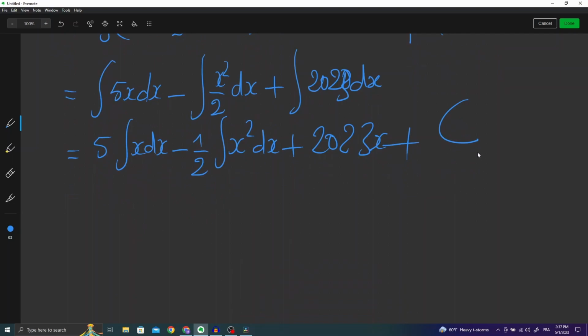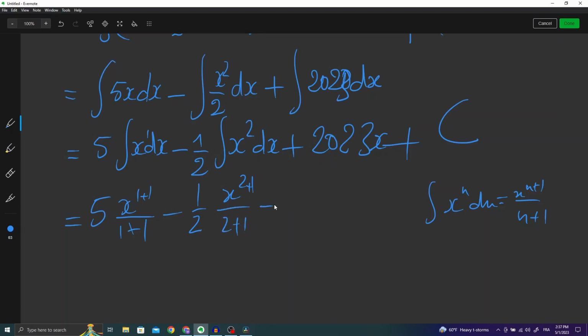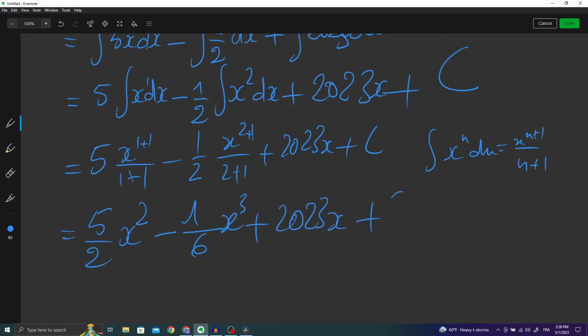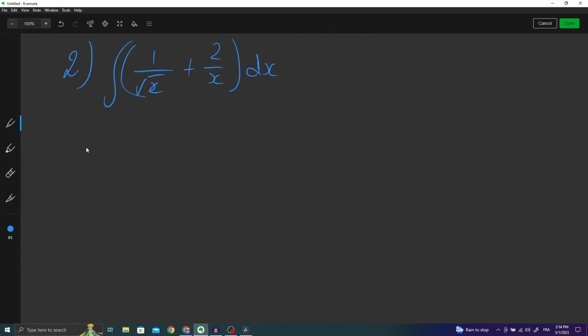Now, we can use the property that I showed you. The integral of x to the power of n dx is x to the power of n plus 1 over n plus 1. So this is x to the power of 1 plus 1 over 1 plus 1, minus 1 over 2, x to the power of 2 plus 1 over 2 plus 1, plus 2023x plus c. So I can finish this one. This is 5 over 2 x squared minus 1 over 6 x to the power 3 plus 2023x plus c.